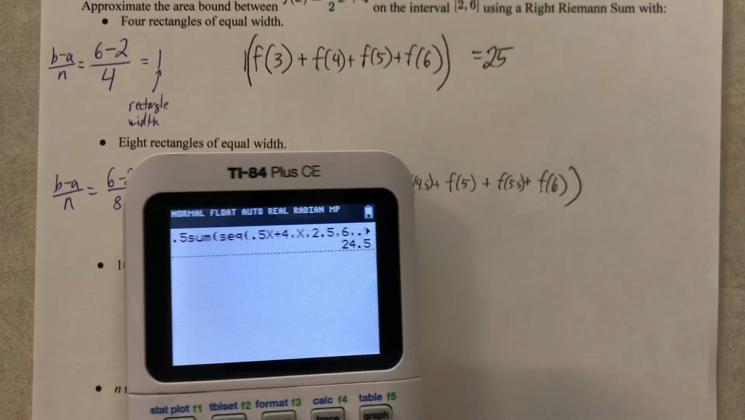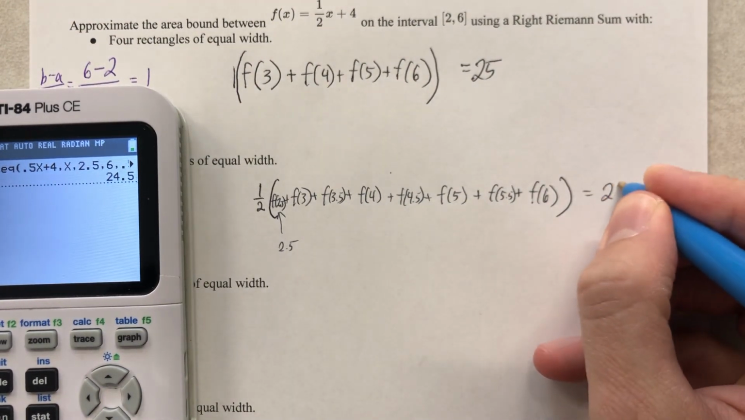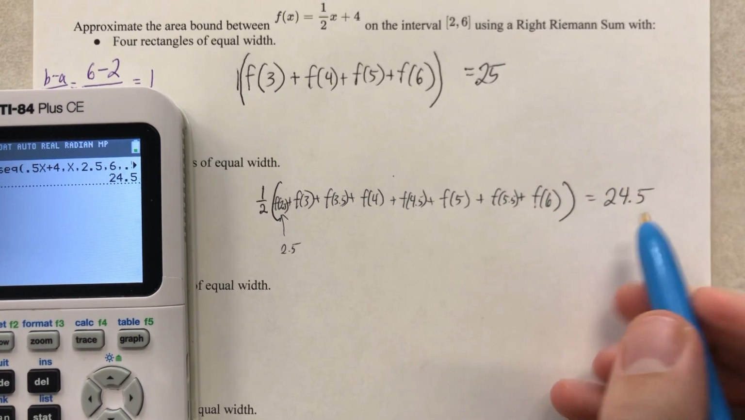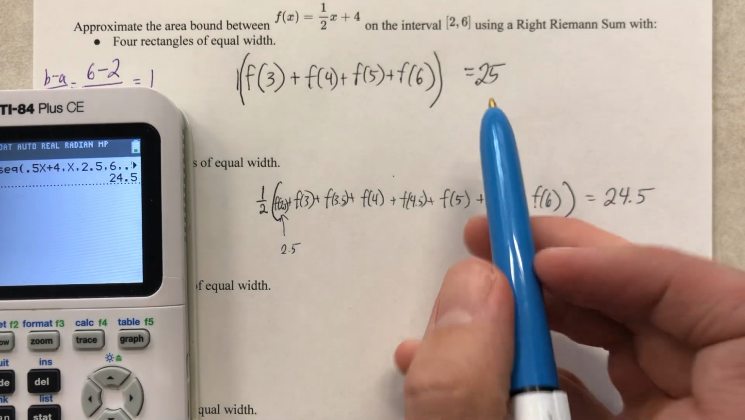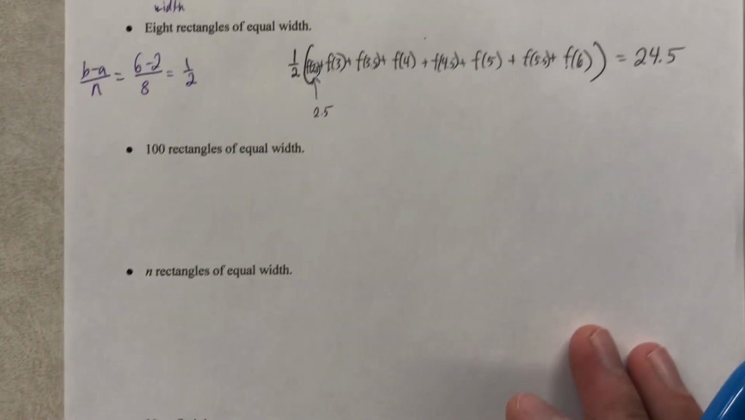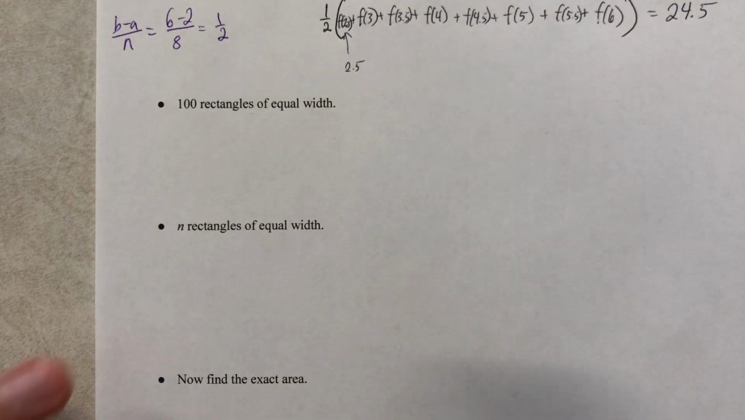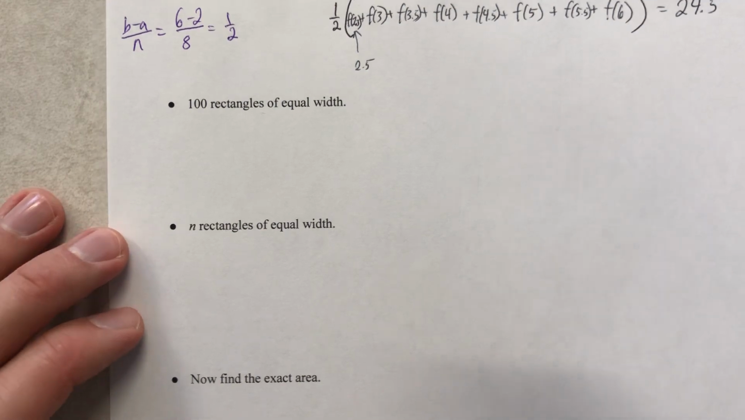24.5, ooh. Okay, so the actual area here, which we have not yet calculated, is, I'm going to say, less than 24.5. And therefore we're getting closer the more rectangles we use. So let's use 100 rectangles. So here we go. Let's do this next one.